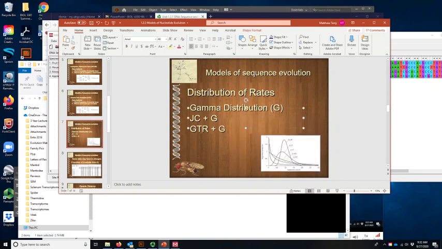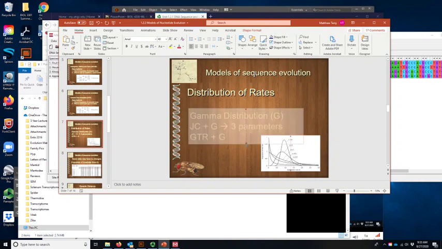So for this one, we would need to estimate 3 parameters. We would need to estimate the substitution rate, which in Jukes and Cantor is assumed to be the same for all mutations. So that would be alpha, and we would need to estimate that based on our data. We would also need to put in our assumption of 25% frequency for all base pairs. And then in addition, we would need to estimate the gamma distribution. So that's 3 parameters that we would need to estimate.